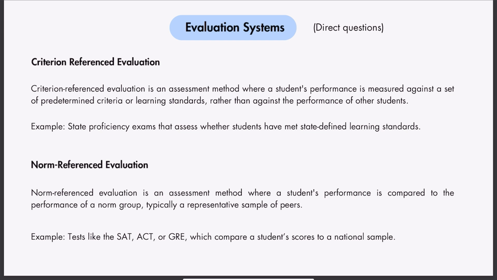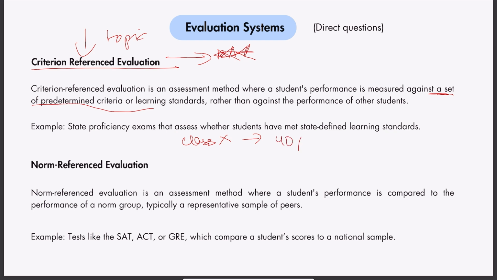Next, criterion referenced evaluation. And this is one topic from which multiple questions have occurred. So, this is an important topic. Criterion referenced evaluation is an assessment method where a student's performance is measured against a set of predetermined criteria or learning standard. For example, in class 10 boards you write, and you know only if you get more than 40% then you can qualify. So you are measured against a set of predetermined criteria.